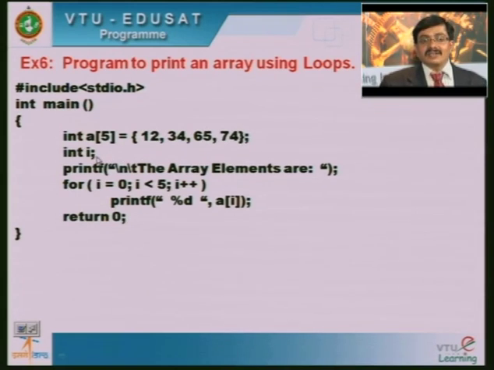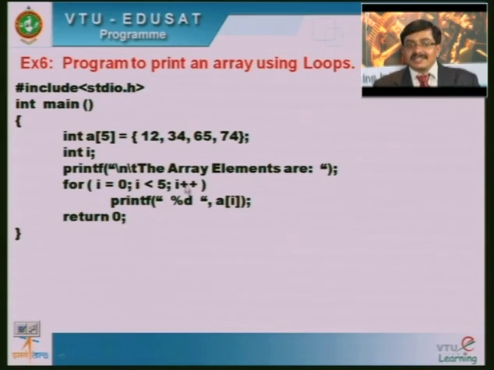I am declaring one local integer variable int i. Now, the array elements I am trying to print using the loop here. So, for i is equal to 0, i less than 5, i plus plus, I will be printing the value %d comma a of i. See what happens if i is equal to 0. When i is equal to 0, 0 is less than 5, so it comes into the loop. Since I have only one statement within the block, I am not using the opening and closing flower braces there. Printf of %d, a of 0. So, a of 0 value is what? 12 will be printed over there.